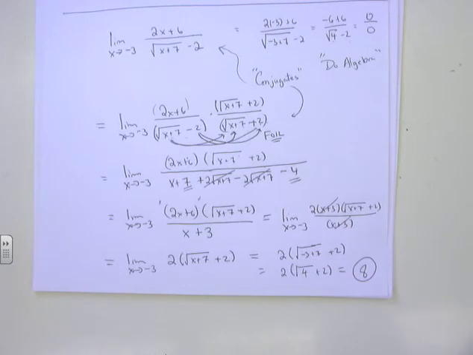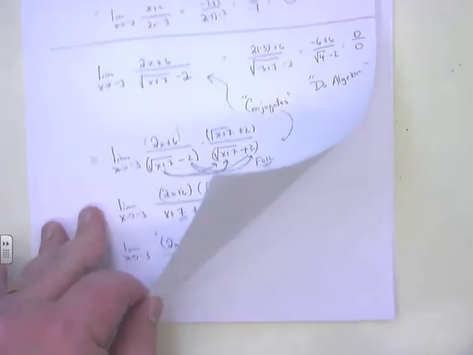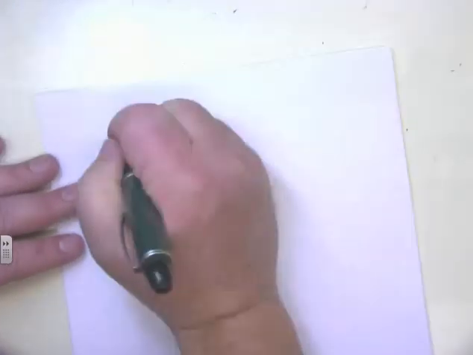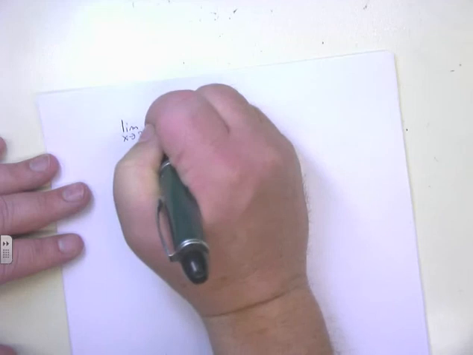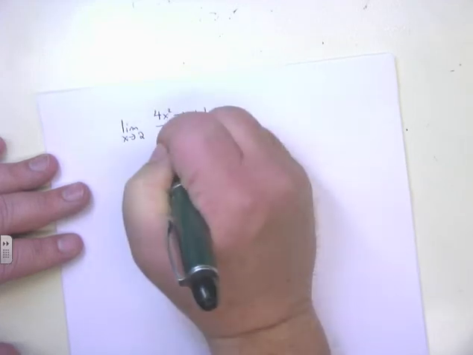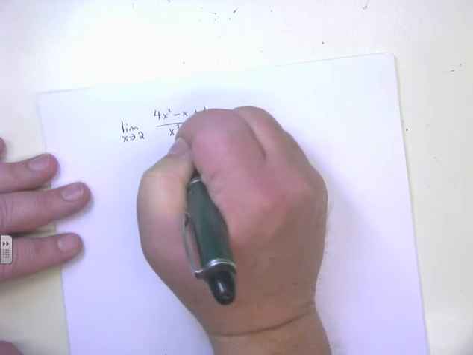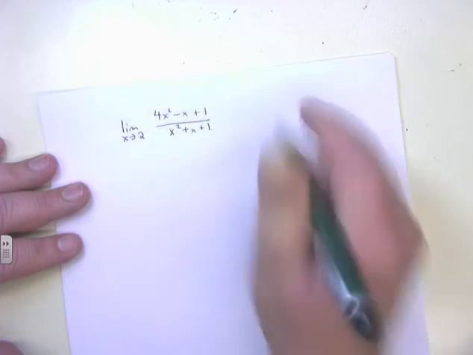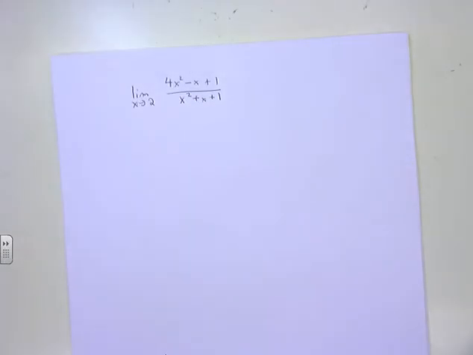I lose you anywhere? Well, what's another one I can give you guys that would make you squirm in terms of quote through algebra? All right, we'll try this one. Take the limit as x approaches 2 of 4x squared minus x plus 1 over x squared plus x plus 1. Try this one.